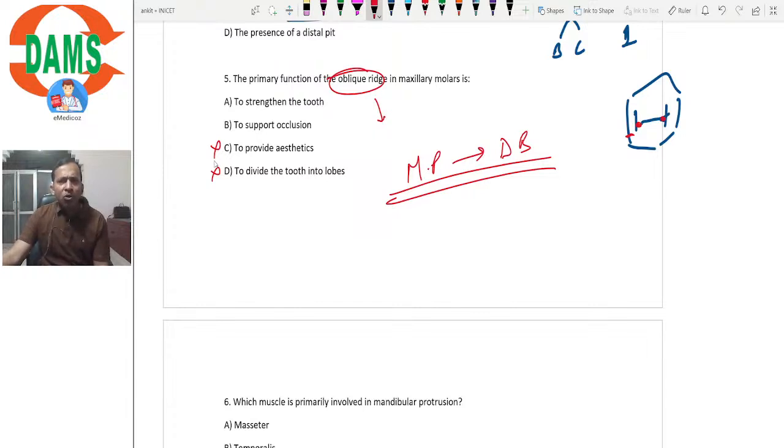So supporting occlusion, well, the occlusion is also present in the first, second and third, all the molars and premolars, but nowhere else is the oblique ridge present to support the occlusion as such. So we will go with to strengthen the tooth. This is the largest tooth, erupts first, has to be strongest, isn't it?